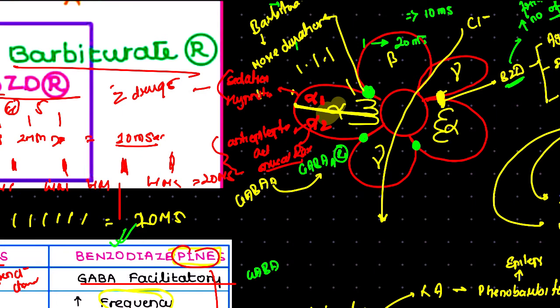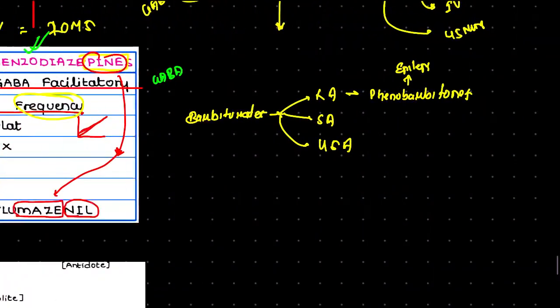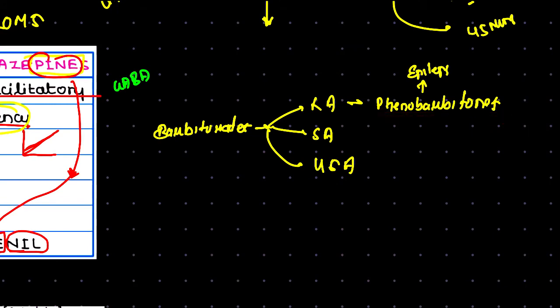So for anti-epilepsy we'll use a drug that acts excessively on the alpha 2 region. As I've already mentioned, barbiturates have action on both alpha 1 and alpha 2, and when they act on alpha 2, they also provide anti-epileptic action. So phenobarbitone, as I'm mentioning right now, is used as an anti-epileptic. In short acting, we have butobarbitone and pentobarbitone.